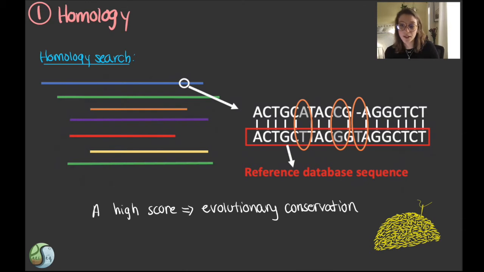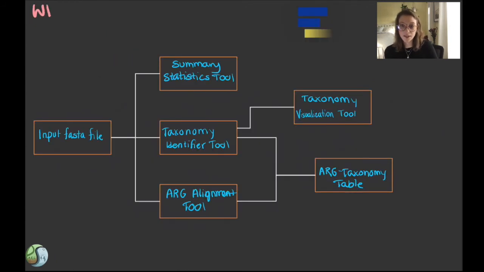Likely very few of these sequences homologous to known ARGs exist in an entire metagenomic sample, but using bioinformatics, we can pick out these sequences and detect the presence of antimicrobial resistance. Now that we've discussed homology, the underlying concept of bioinformatics, let's go over what a Galaxy workflow actually is.